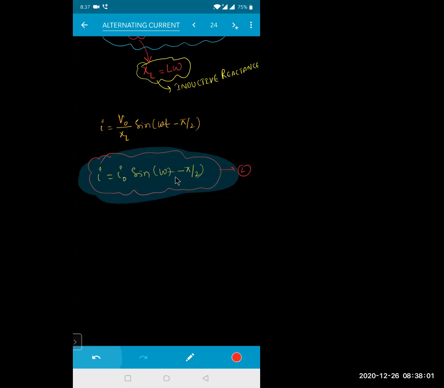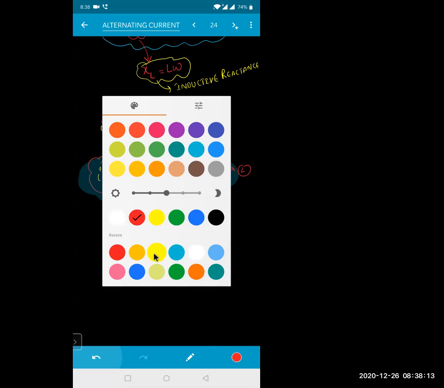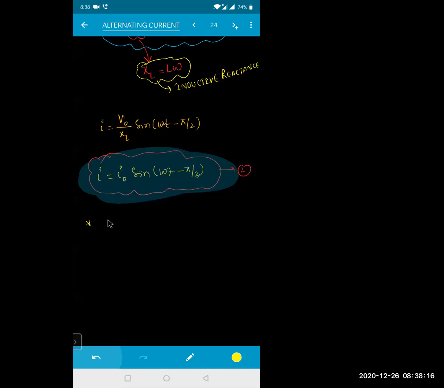From equation 2 it is very clear that there is a difference in the sine term. Here it is sine omega t minus pi by 2. That means in a pure inductor, the voltage is leading the current, or the current is lagging the voltage by pi by 2. So I can note here: voltage leads the current by pi by 2, or else current lags the voltage by pi by 2. Anything is fine.